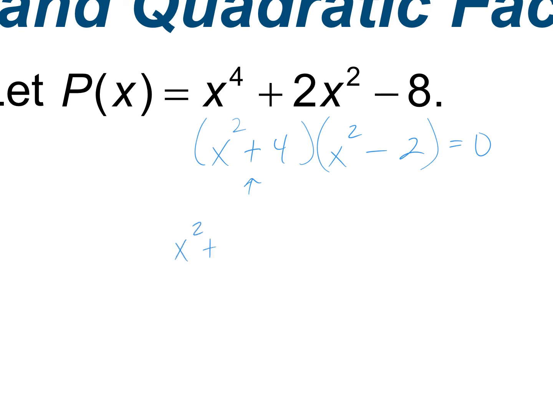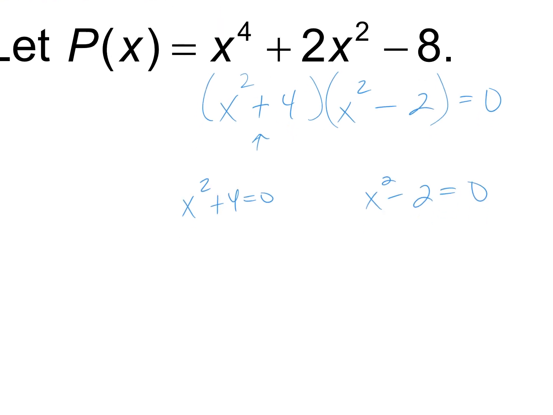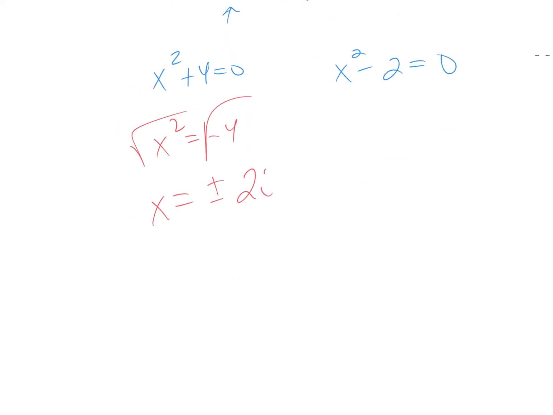So x squared plus 4 equals 0. And then x squared minus 2 equals 0. So when we solve, we're going to move forward to the other side. So I have x squared equals negative 4. And now what? Take the square root. So I get x equals plus minus 2i. What do you know about those two answers? These are imaginary, okay? Very good. These are imaginary.